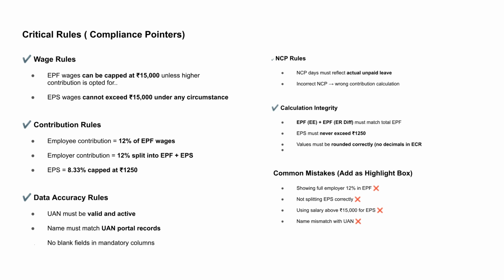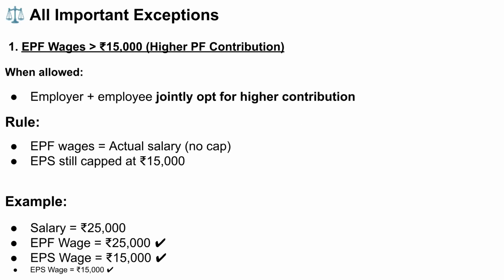Adhere to the critical rules for accurate ECR filing. Remember that EPS wages cannot exceed 15,000 rupees, and the employer's 12% contribution must be correctly split between EPF and EPS. An important exception is when EPF wages exceed 15,000 rupees. This is allowed only if the employer and employee jointly opt for a higher contribution. In such cases, EPF wage equals actual salary, but EPS is still capped.